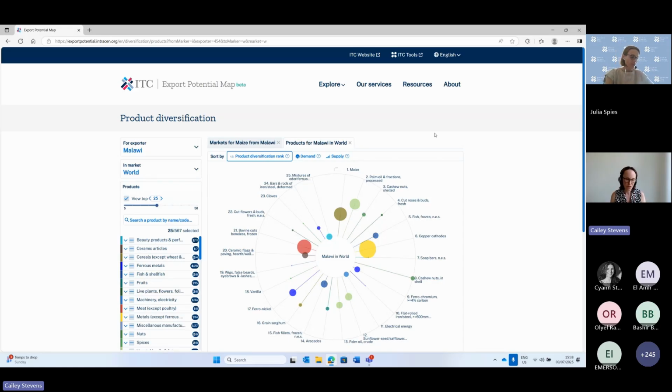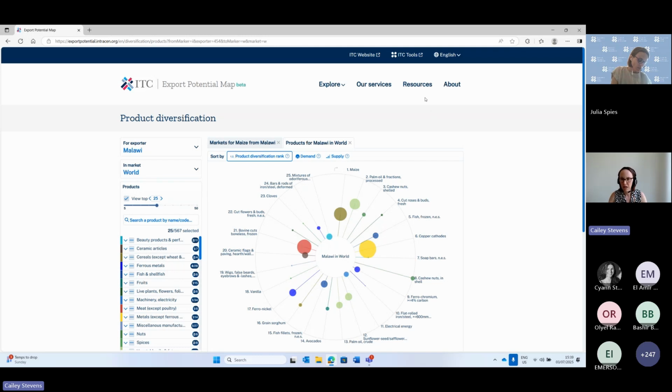And product diversification really should be used as a starting point for research into potential diversification opportunities. It doesn't, as I mentioned, necessarily suggest that you have the capacity to produce these right now. This brings me to the end of my demonstration, but I want to show you where you can find resources to help you navigate Export Potential Map.